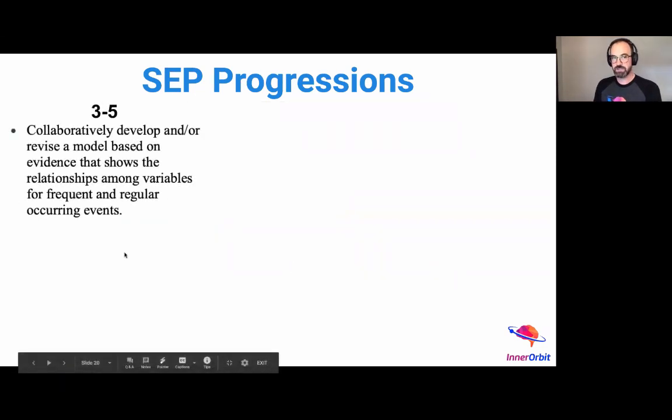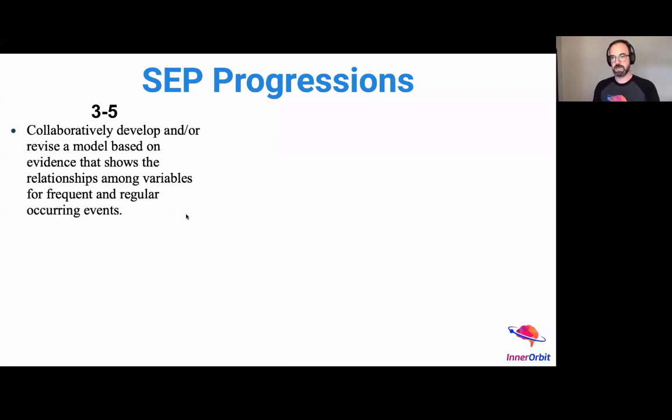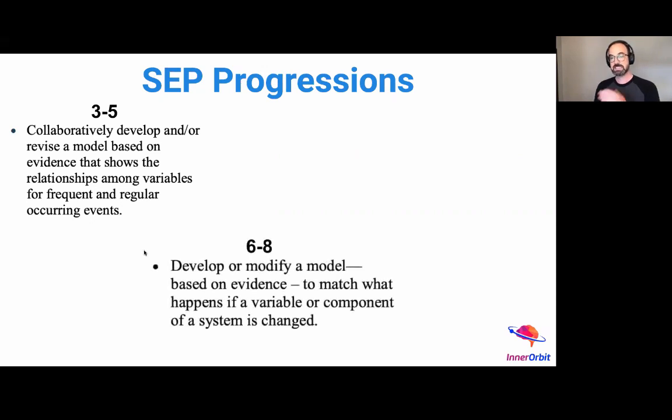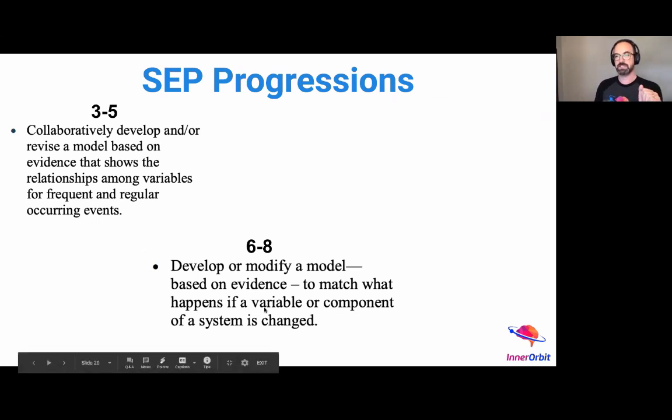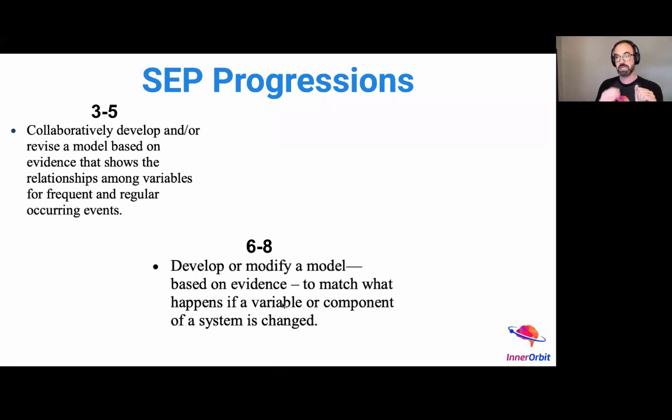So in 3.5, students should collaboratively develop or revise a model. So independent modeling in 3.5 would be a little bit more than what the standards are asking you to do. You can do it, they can do it, great practice for 6.8, not required. We're looking for relationships among variables for frequent and regularly occurring events. In 6.8, now develop a model. So students are doing this independently based on evidence to show what happens if a variable or component is changed within the system. So now we're looking at change.